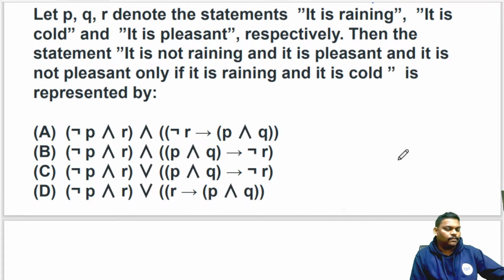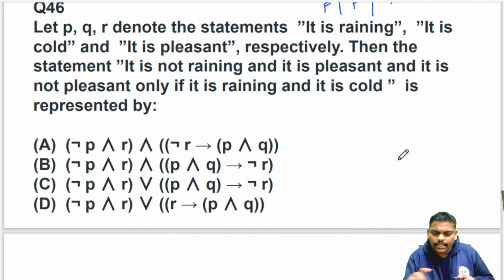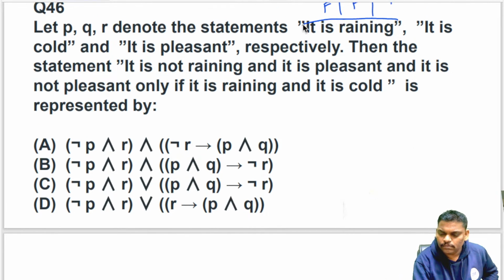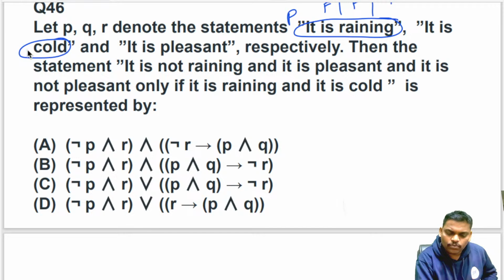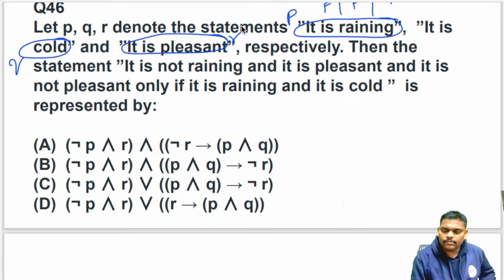P is it is raining. Q is it is cold. R is it is pleasant. Then the statement: it is not raining, and it is pleasant, and it is not pleasant only if it is raining and it is cold. See, almost everything is a similar pattern. Is everything a similar pattern? You can easily do this, I think.